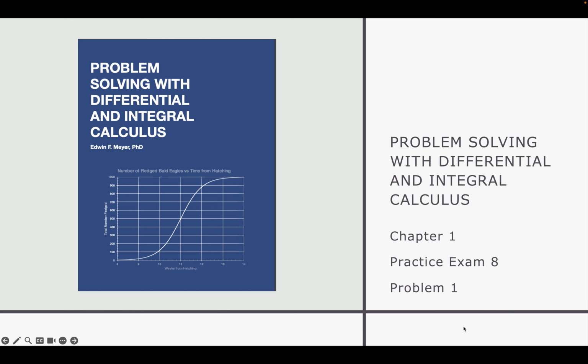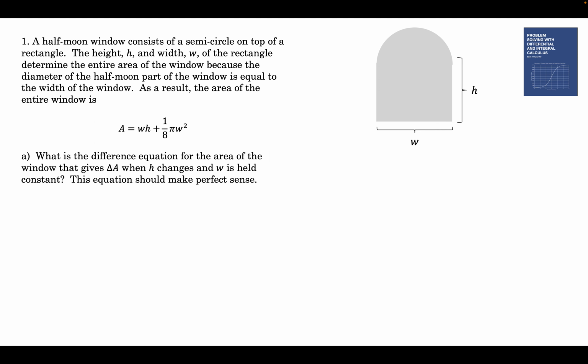This is problem 1 on practice exam 8 of chapter 1 in the book Problem Solving with Differential and Integral Calculus. We have a half moon window. It's half a circle on the top, and then there's a rectangle on the bottom. The rectangle has height h and width w. The diameter of the semicircle is w, which means it has a radius of half w.